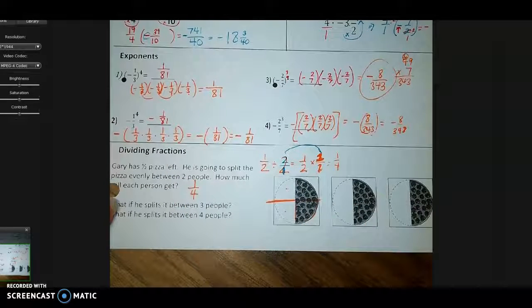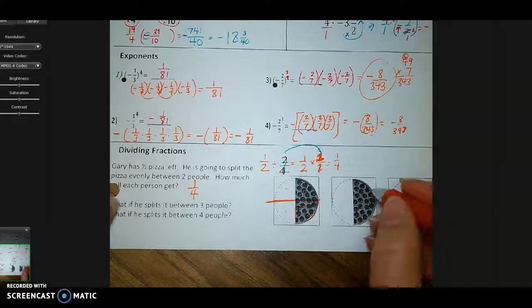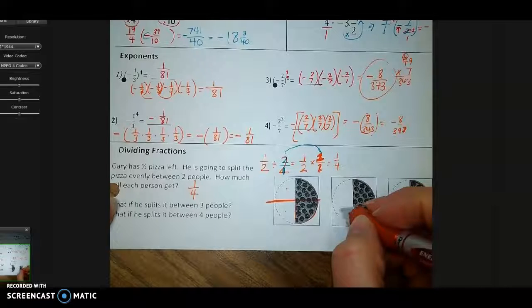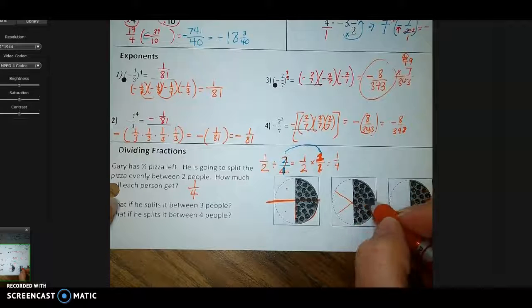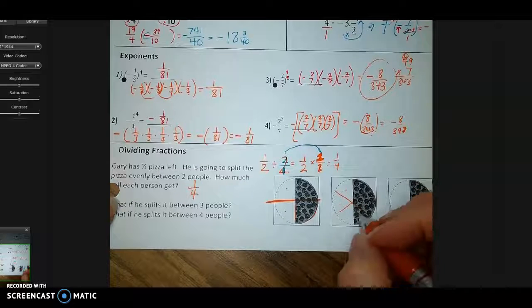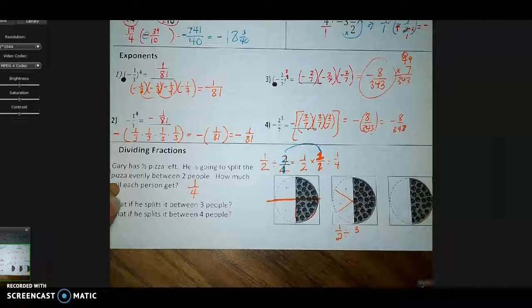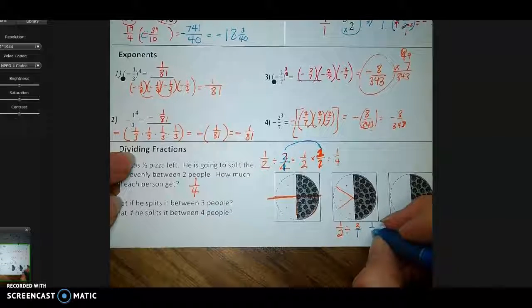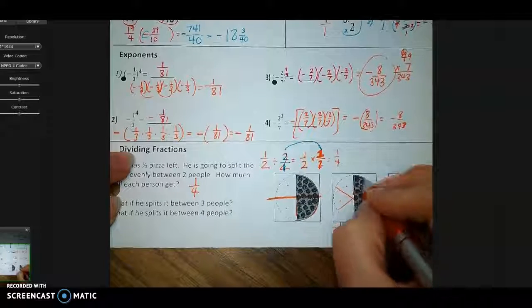It says, what if he splits it between 3 people? So then I would need to take this and divide it in 3 more pieces. So instead of 1, I would need to make 2 cuts. So I can make those like an X, and when I do that, that is not split between 3 people, but there's 1, 2, 3, 4, 5, 6 total. So that's like 1/2 divided by 3. Put it over top of a 1. And I get 1 out of 6.